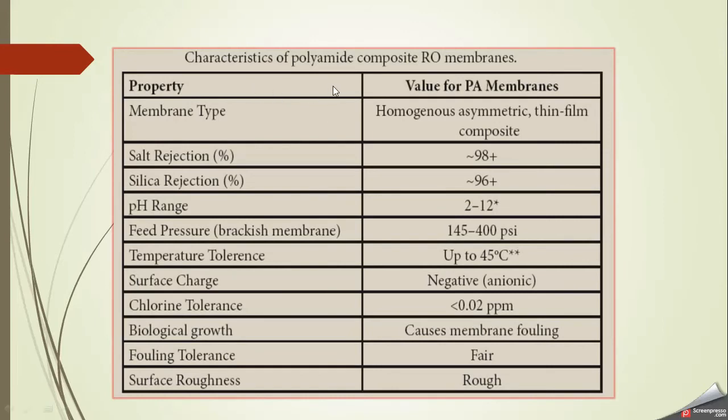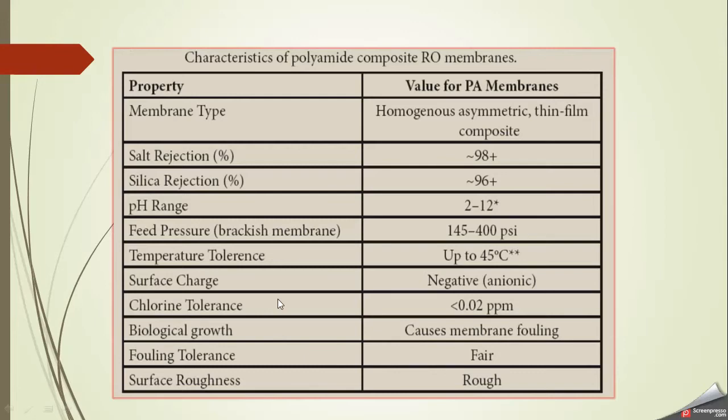Some of the various properties of PA membrane are summarized here. So homogeneous, asymmetric, thin film composite, this is one of the types. Salt rejection 98%, silica rejection 96%, pH range 2 to 12 or 11, feed pressure in brackish membrane 145 to 400 psi, and temperature tolerance up to 45 degrees C, surface charge negative anionic, chlorine tolerance less than 0.2, and biological growth causes membrane fouling. This is again not a good thing for membrane operation. Fouling tolerance fair and surface rough.